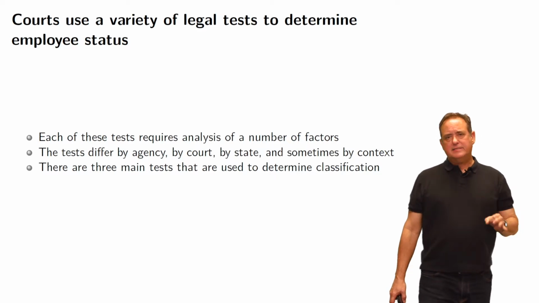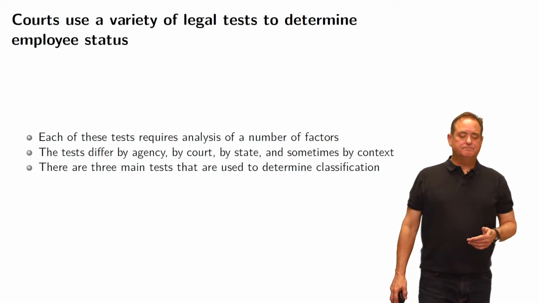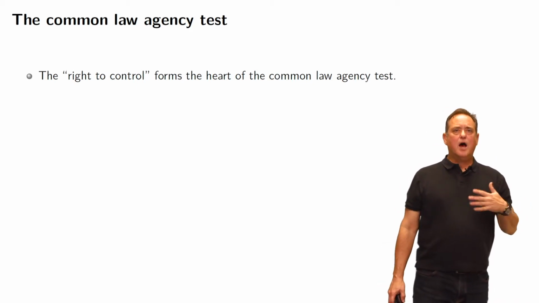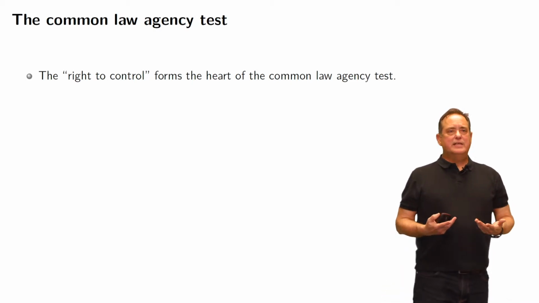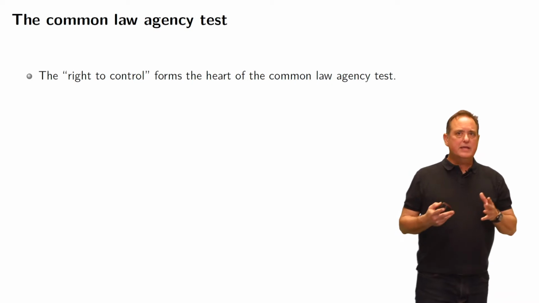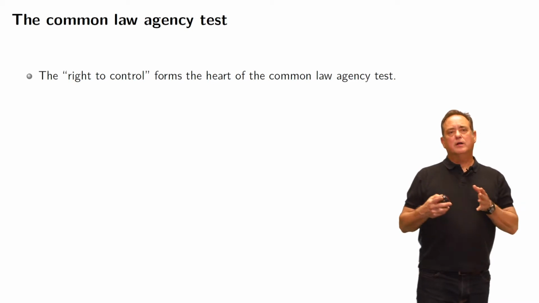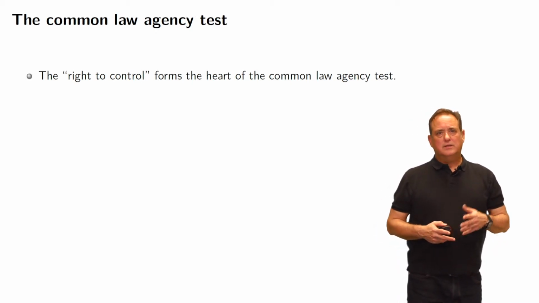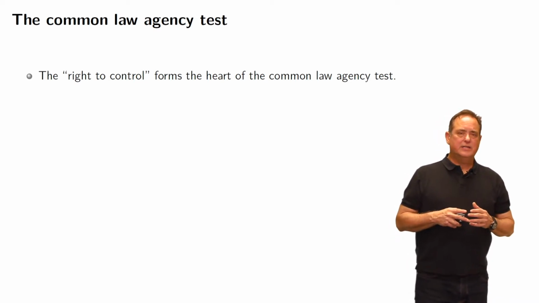Now there are three main tests, however, that we're going to focus on that are used to determine classification. And we'll start with the biggest one, the common law agency test. The common law agency test measures whether a person is an employee or not, in large part based on the notion of, does the employer have the right to control the acts of the worker? And this right to control forms the heart of the common law agency test.